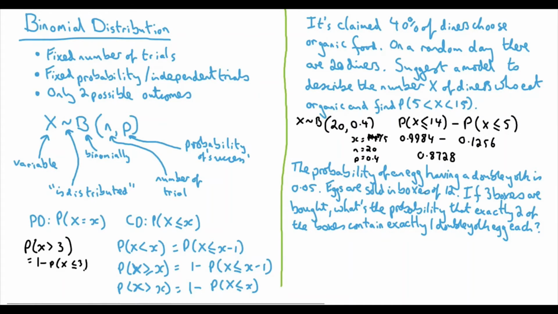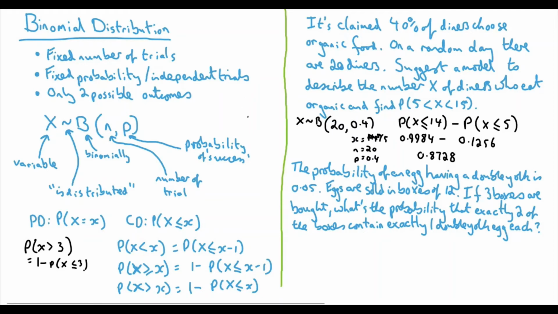If we're okay with that, and you're happy with how, going through this question, we've picked out the relevant n, p, and x values, how we determined whether it is PD or CD, and what numbers we put into the calculator and so forth, let's see how you can get along on a question of your own. The probability of an egg having a double yolk is 0.05. Eggs are sold in boxes of 12. If 3 boxes are bought, what's the probability that exactly 2 of the boxes contain exactly 1 double yolk egg? Read it through, think exactly what kind of model you're going to be using at each stage, what numbers go where. Pause the video, have a go for yourself, and then press play again when you're ready to compare.